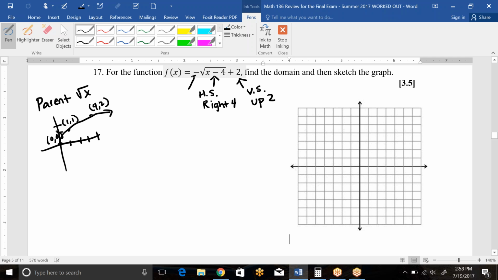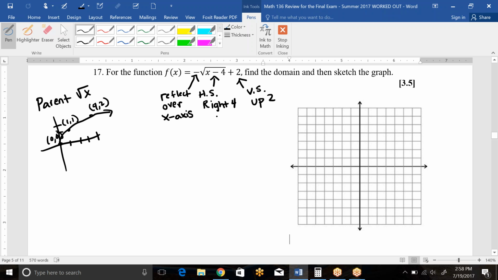The number in front of my square root of x is a 1, so I'm not stretching or compressing, but I do have a negative. If you have a negative in front, you're going to reflect over the x-axis, which means upside down essentially. If you had a negative in front of your x inside, you'd be reflecting across the y-axis. So for us, we need to take each of these 3 points and do these 3 transformations.